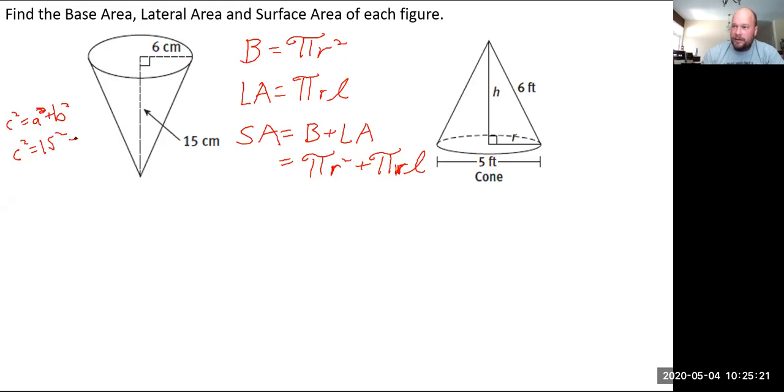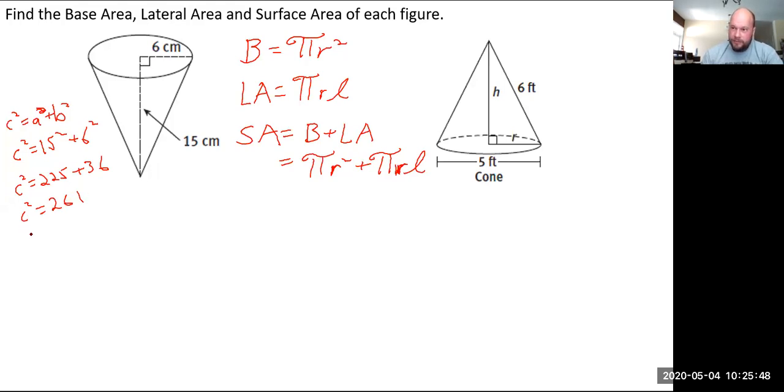15 could be our a value. The 6 could be our b value. And we could solve this. So we have 15 squared is 225. We have 6 squared is 36. Add them together, 225 plus 36 is 261.